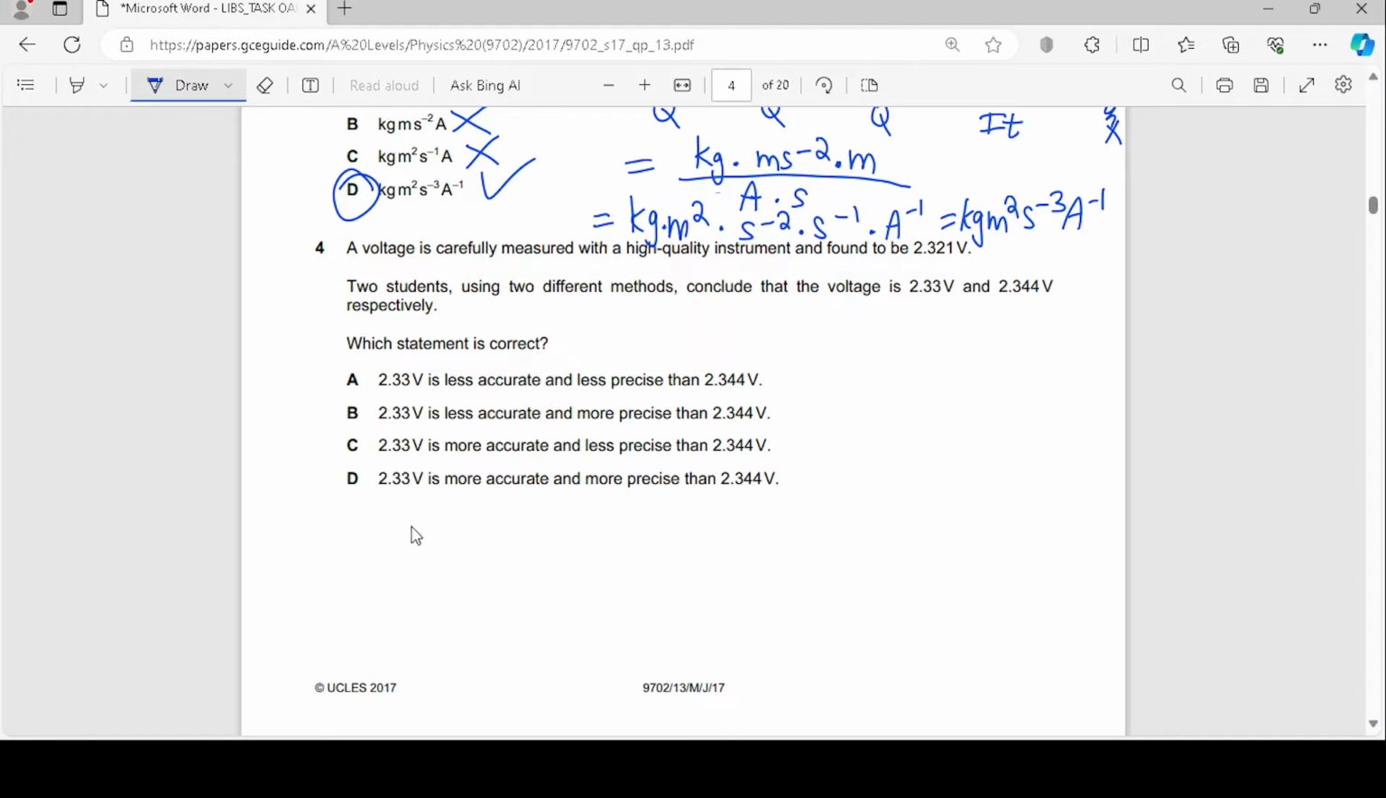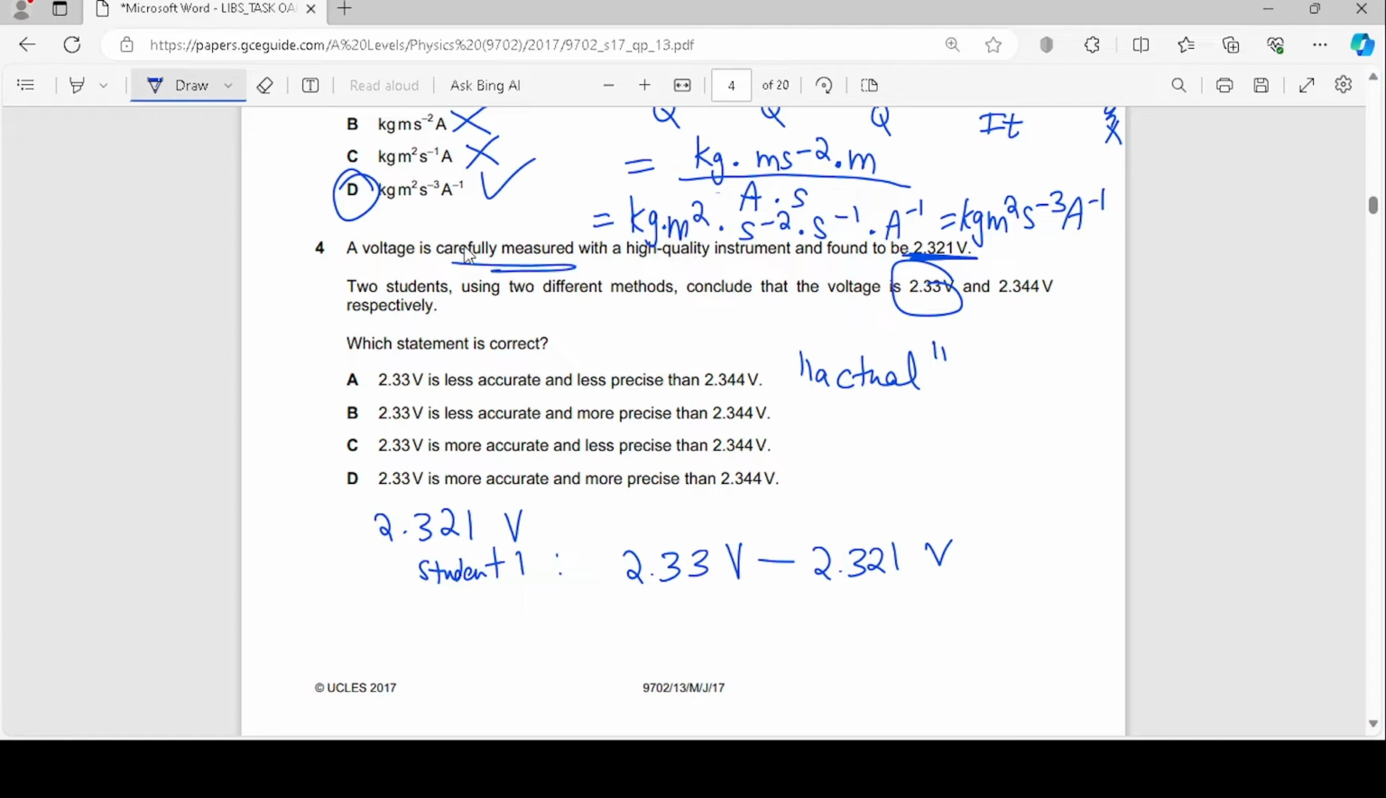So this is the actual value from careful measurement. I don't know if it's the actual value, but carefully measured with a high quality instrument, so it's much more of an accurate value, I suppose. So 2.321 volts. And then the first student's value was 2.33. I'm going to find the difference between 2.33 volts minus 2.321 volts, from the actual value in quotations, because it's still a measured value, but much more accurate than the students' values, I suppose.